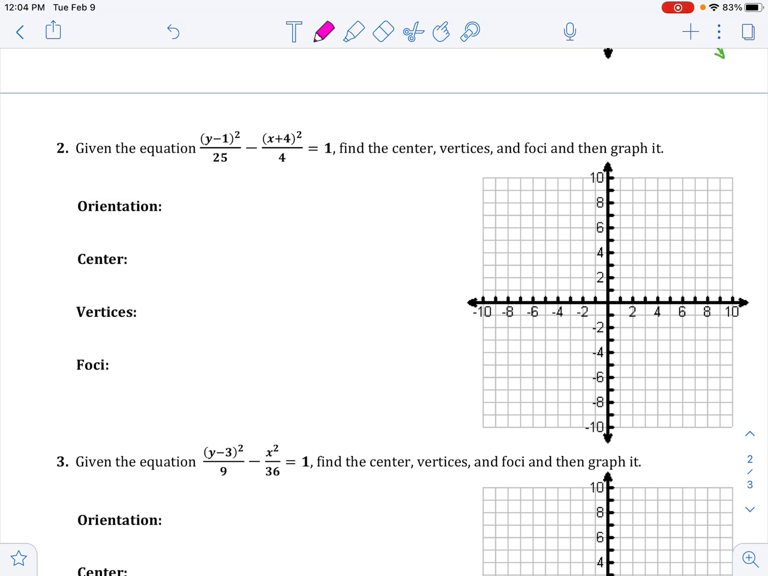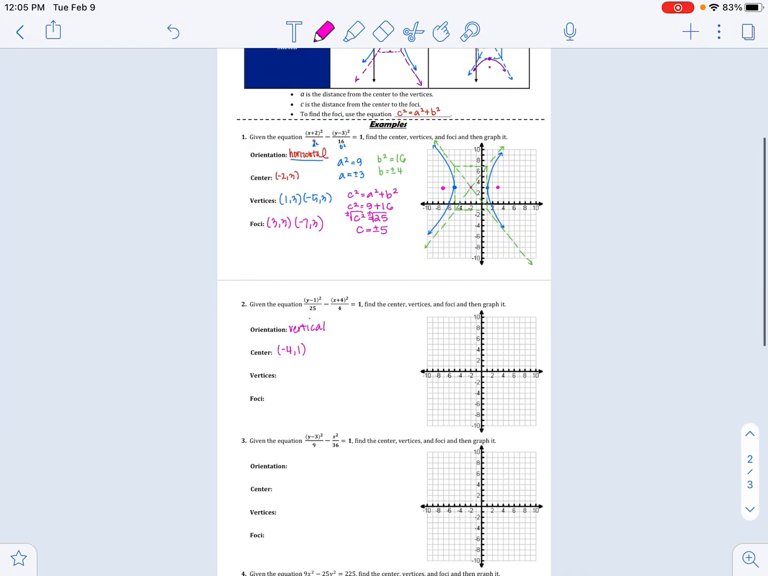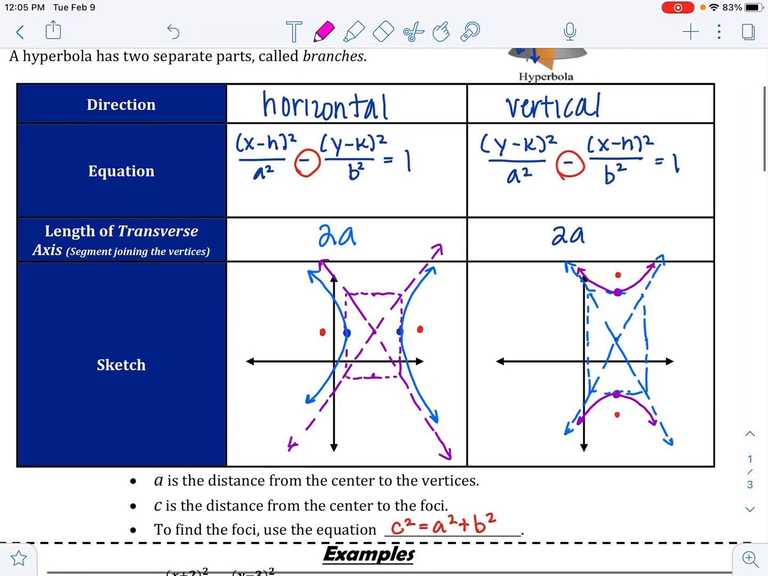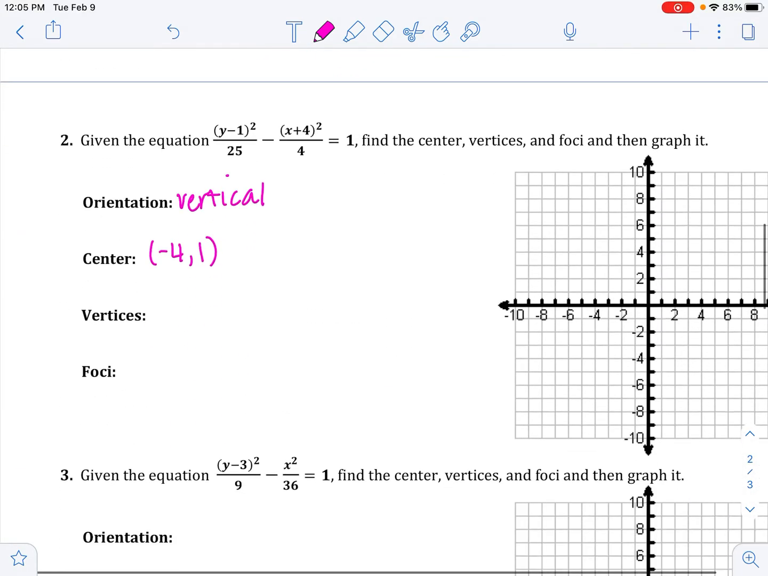I know it's a hyperbola because there's a minus separating it. It's y then x, so now I know it's also vertical. I'm going to get the center, which is H, K, so that's negative 4, 1. So make sure you don't put 1, negative 4. If you go back up here, remember this is H, this is K. H goes with X, K goes with Y. Okay, so sorry, negative 4, 1. I'm going to graph that. Negative 4, 1, right there.